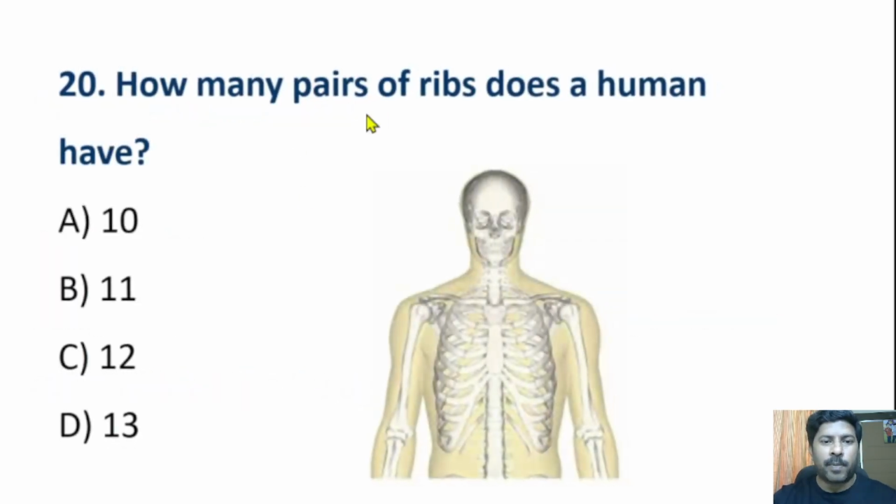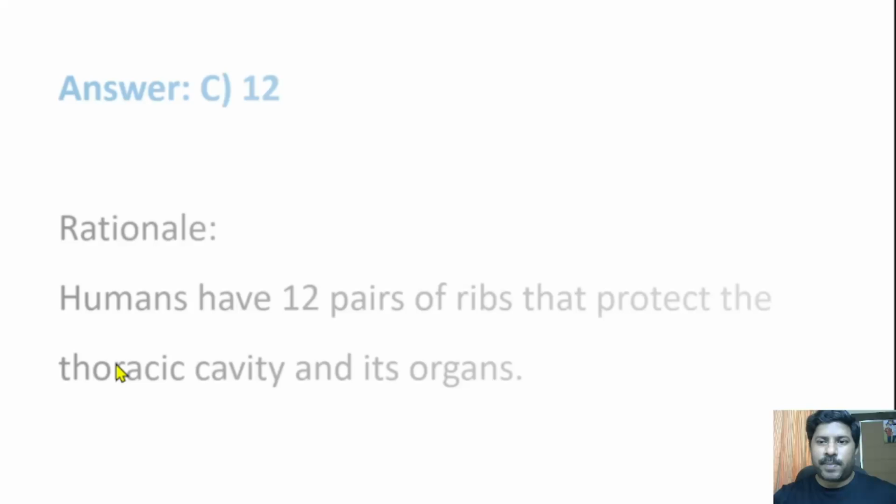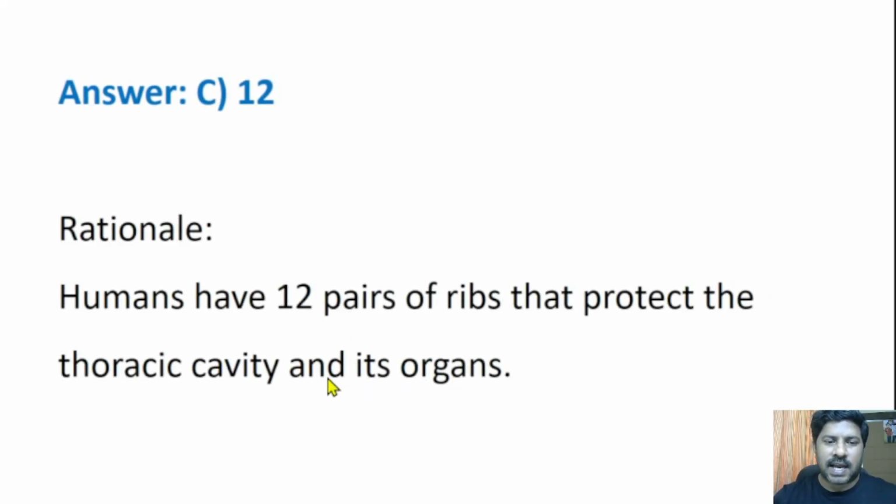Then 20th question, how many pairs of ribs does a human have? 10, 11, 12, 13. In the previous question, we discussed how many thoracic vertebrae there are. That time I explained how many pairs of ribs are attached to the thoracic vertebrae. The correct answer is 12 pairs of ribs, that are attached to 12 thoracic vertebrae. Humans have 12 pairs of ribs that protect the thoracic cavity and its organs. So what are the important organs contained inside the thoracic cavity? Yes, you can comment.